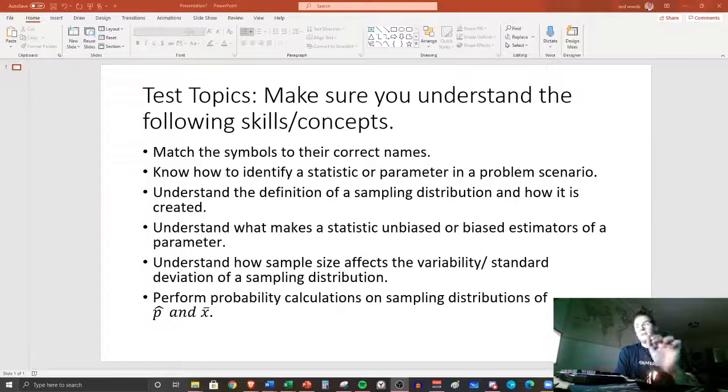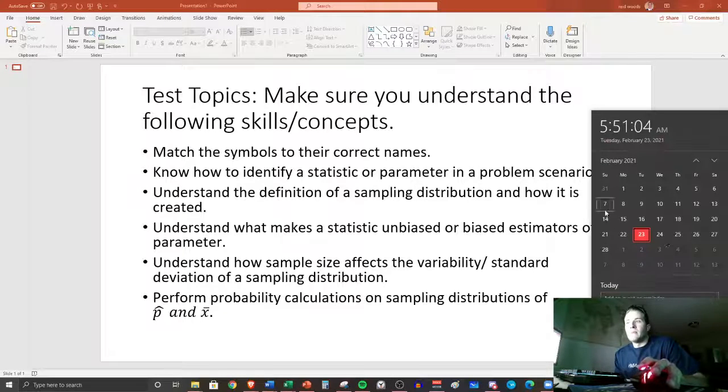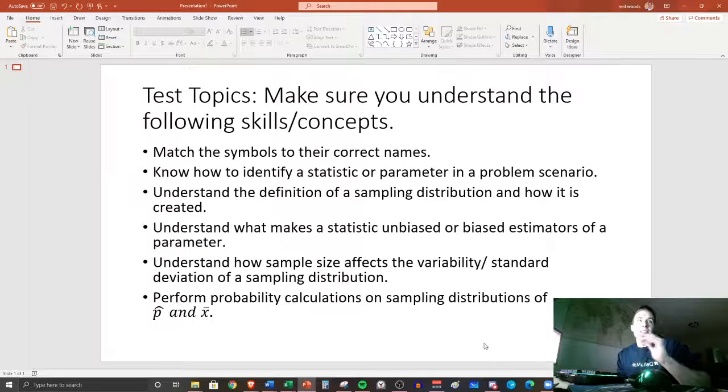All right, stat students. So we are just going to be talking about the skills and concepts you need to make sure you understand to be successful on our upcoming test. I am planning on that test happening Thursday. So right now it is Tuesday. So Thursday the 25th is when you're going to be taking this, February 25th. You'll be taking this test.